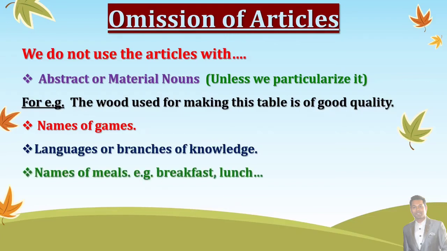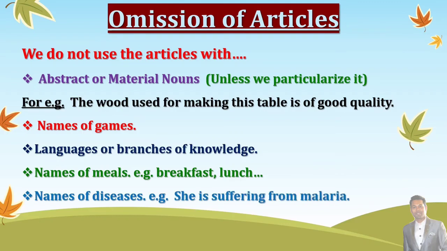We do not use articles before names of meals. For example, breakfast, lunch, dinner. Names of diseases. We do not particularize diseases too. We do not use articles before names of diseases. So if we are going to talk about some disease, we are just going to use that disease name and not any article before it. For example, she's suffering from malaria.